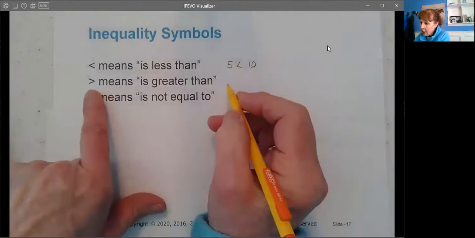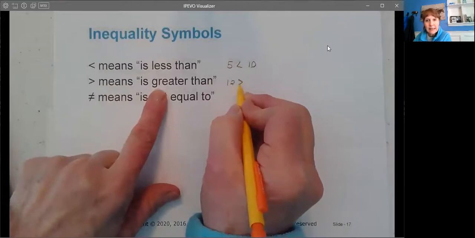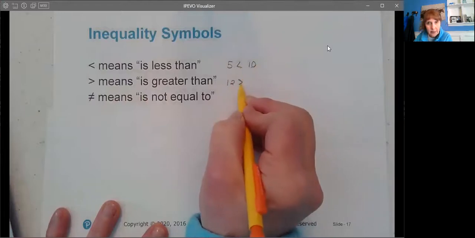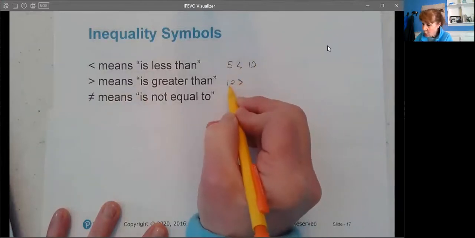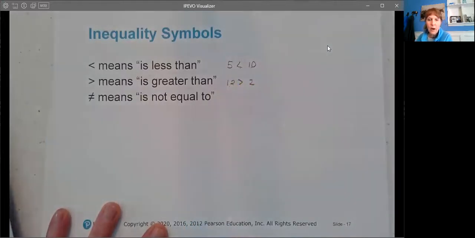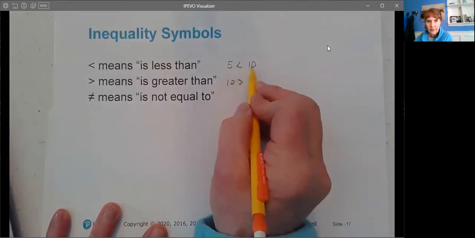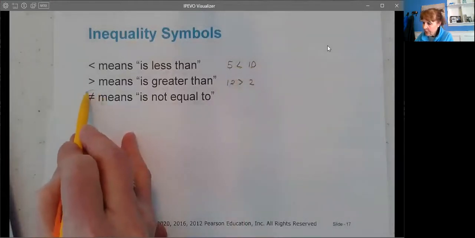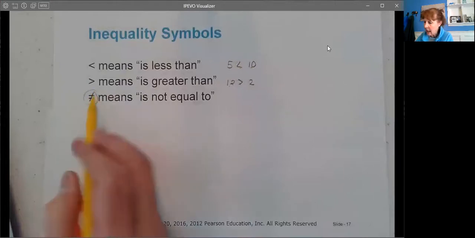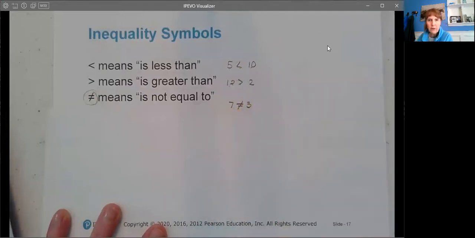So here, greater than, you could say that 12 is greater than, that's how that symbol is read. So the top symbol is less than, and this symbol is read is greater than. 12 is greater than, we'll say 2. 12 is greater than 2. Or 5 is less than 10. This symbol here, if you want to say is not equal to, you can just take an equal sign through a slash. 7 does not equal 3. They're not equal to each other.